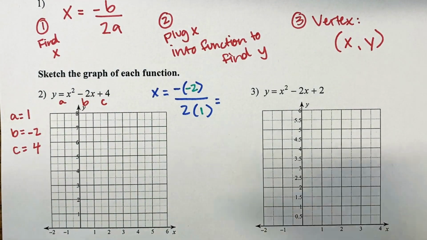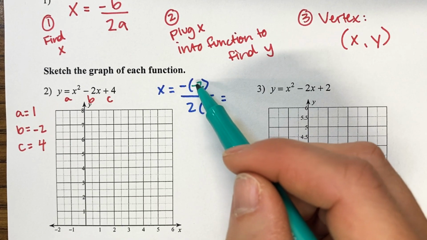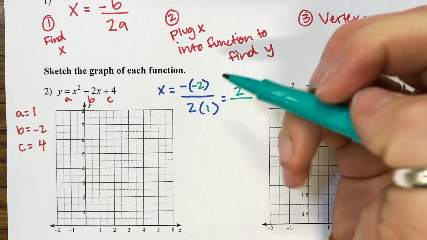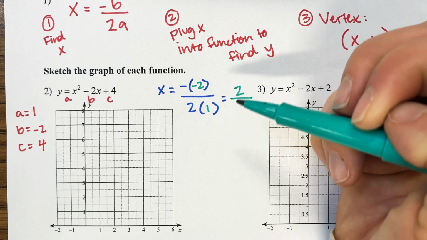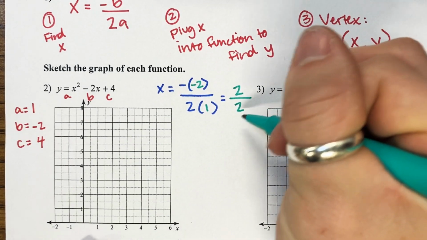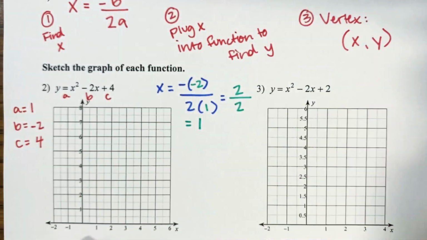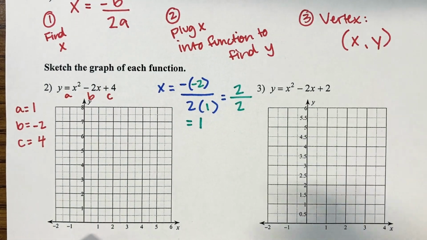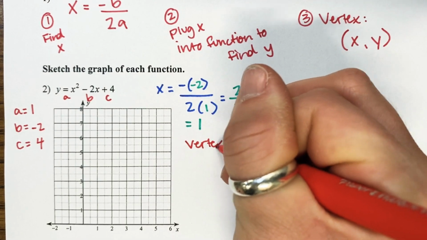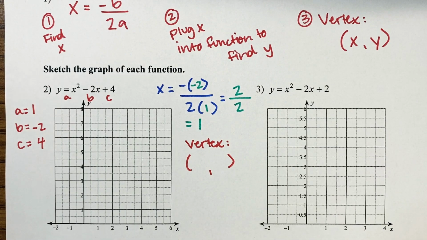Okay, so let's go ahead and solve this. On top I have a double negative here. What happens when I have a double negative? It turns into a positive. So I have positive 2 on top. And then what's 2 times 1? That's just 2. So what is 2 divided by 2? We can reduce this. 2 over 2 is just 1. So we have the x part of our vertex, which we just found to be 1.